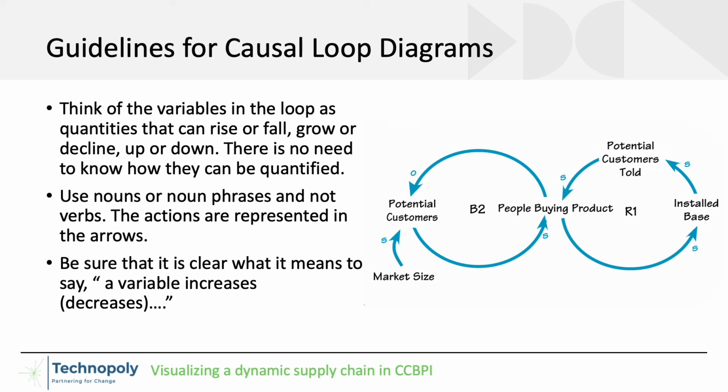So in this example, we talk about people buying products. And the more people buy products, your install base goes up. As your install base goes up, potential customers are told, meaning other people are convinced. And when people are convinced, they buy more product. So that's a typical reinforcing loop. So that's why it's an R. And then when people buy your product, potential customers are less, and therefore less people are buying. So this is another example of the market adoption we talked about in the previous slide.